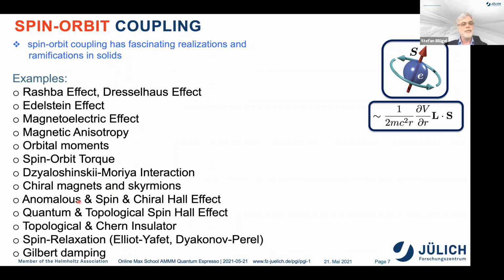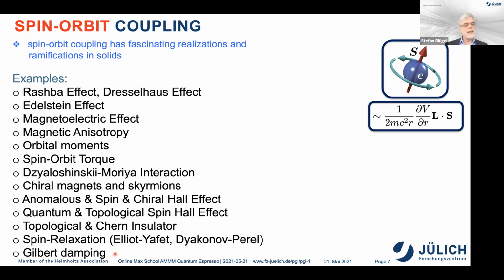We have all the Hall effects, the anomalous Hall effect, the spin Hall effect, the chiral Hall effect, the quantum Hall effect, the topological spin Hall effect. We have topological and Chern insulators. We have spin relaxation mechanisms like Elliott-Yafet and Dyakonov-Perel. We have the Gilbert damping. So there is an entire zoo of phenomena which are in this way or that way of great relevance, which hinge on the spin-orbit interaction.